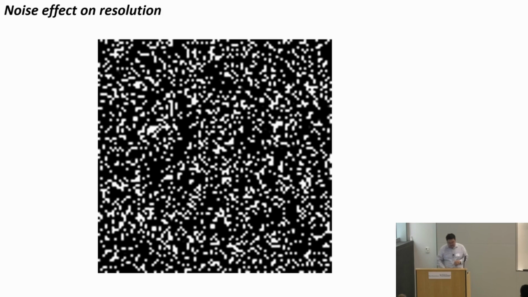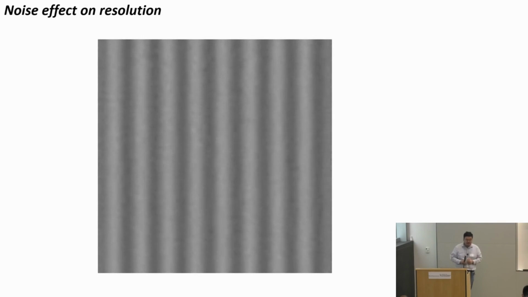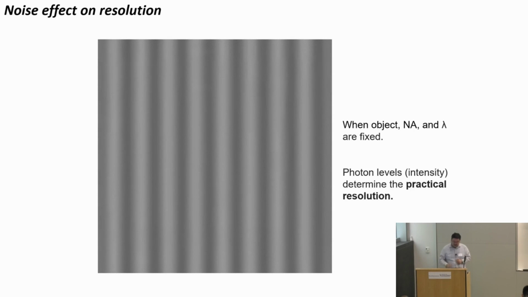So how does that affect our resolving power? Well, you can see over here, with very few photons, you simply cannot resolve the structure. But with more photons, you can resolve this structure now. So there's one thing missing: with objective NA and lambda fixed, the photon level really determines the practical resolving power. If you don't have any photons, you cannot resolve anything.